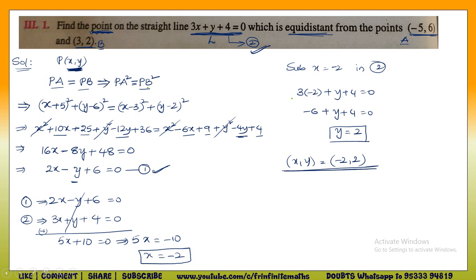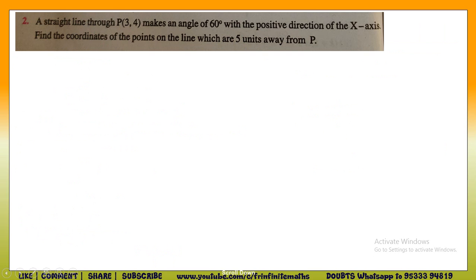Next, moving on to question number 2. Now in question number 2, what he has given: a straight line through point P(3, 4) makes an angle of 60 degrees with the positive direction of the x-axis. So whenever the positive direction of the x-axis is given, that means this particular angle is my inclination, right? Next, what did he ask? Find the coordinates of the points on the line which are 5 units away from P, right? So clearly he is asking you to find the coordinates.